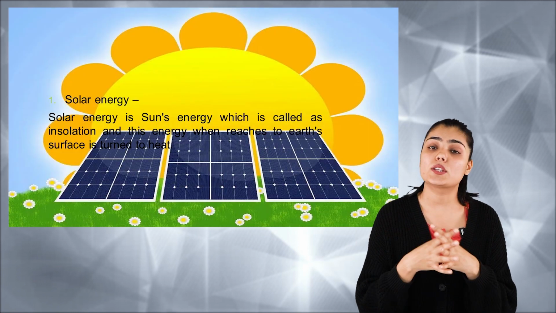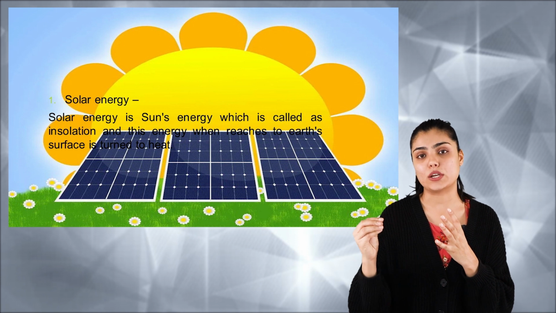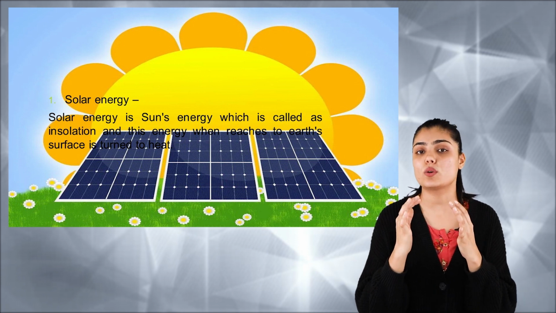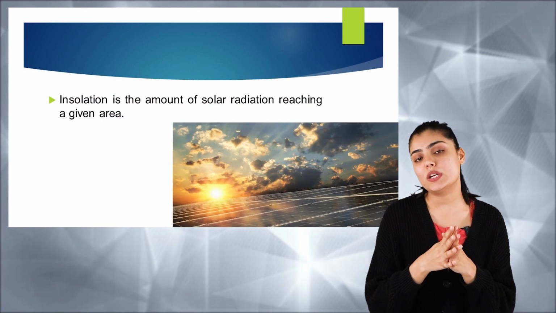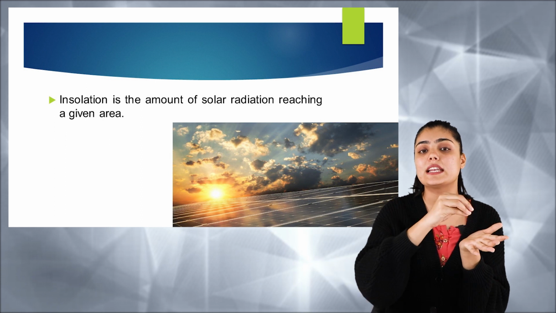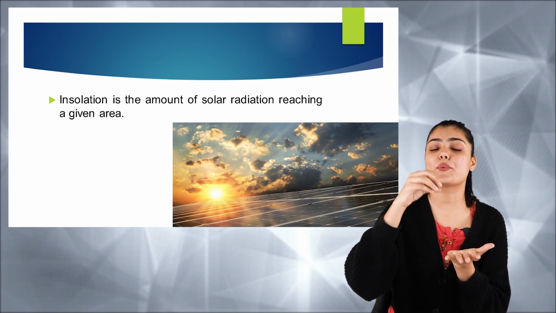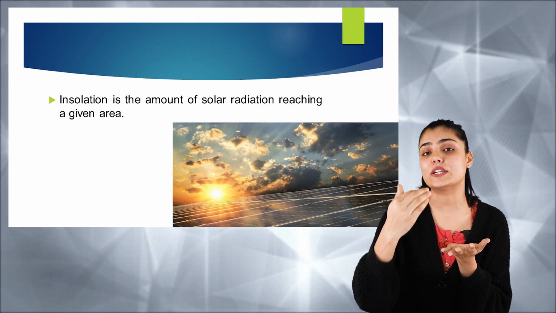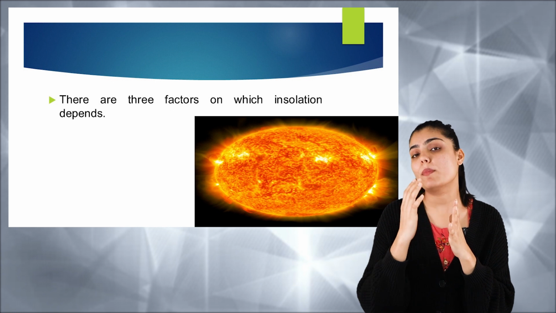So the first one is solar energy. As the term suggests, solar energy is the sun's energy, and solar energy is also called insolation. What is the meaning of the term insolation? Insolation is the solar radiation that reaches a particular area. When this solar energy or insolation reaches the Earth's surface, it turns into heat. And insolation also depends on a number of things.